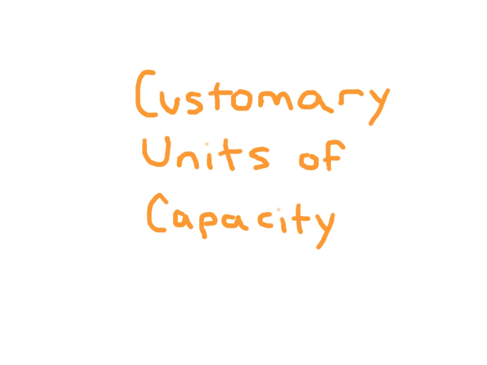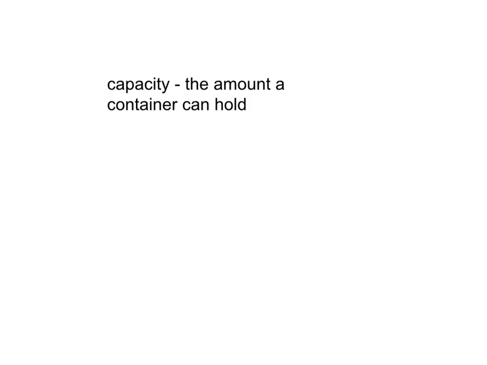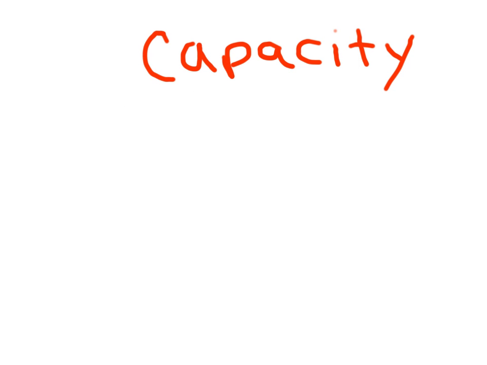Let's take a look at customary units of capacity. Capacity is defined as the amount a container can hold. So we have a given container, and this is the amount that container can hold. For instance, the amount of liquid a container could hold, of water a container could hold, of sand a container can hold. Our different customary units for capacity are going to be cups.